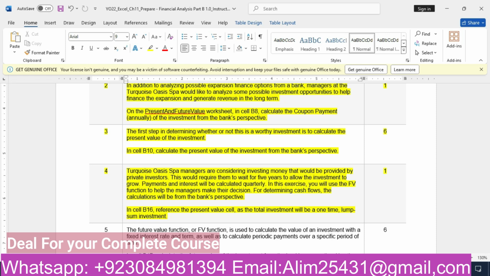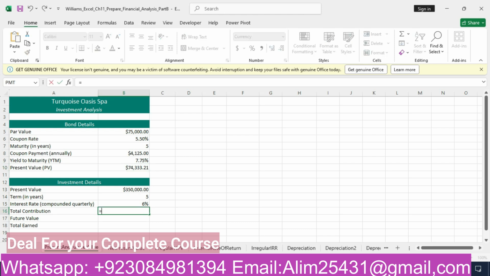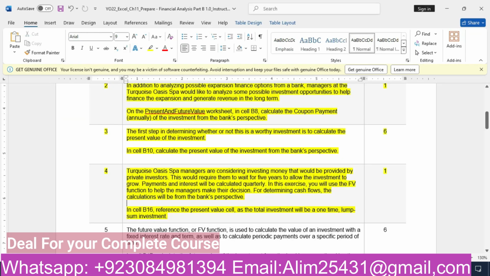So we will go to the cell B16. What he is asking for is the present value, and we need to reference it as a present value. So our present value is in the cell B10. We will put equal to B10 and press enter. So we have got our total contribution in the cell B16. That's our fourth step.